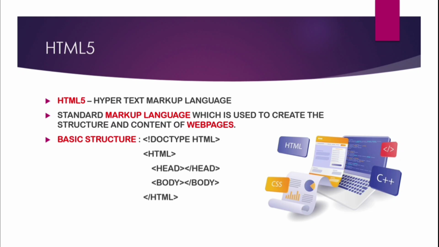So here you can see this is the basic structure. You can see here the doctype HTML. This mentions that the document type is HTML, and we have the major HTML tag. Then we have the head tag where we add our meta elements, as well as our title tag for the website. Then we have the body tag, inside which we will write all the HTML5 code that will be displayed in the browser, and we will end it with an HTML closing tag.